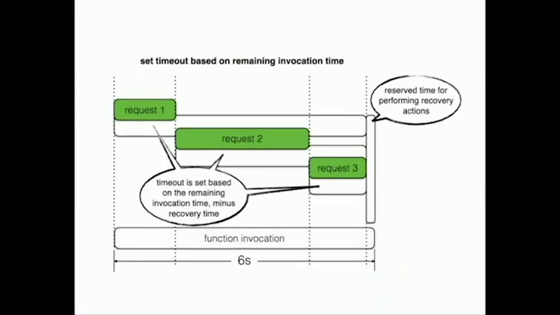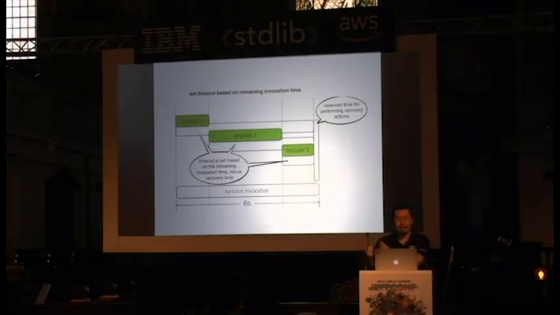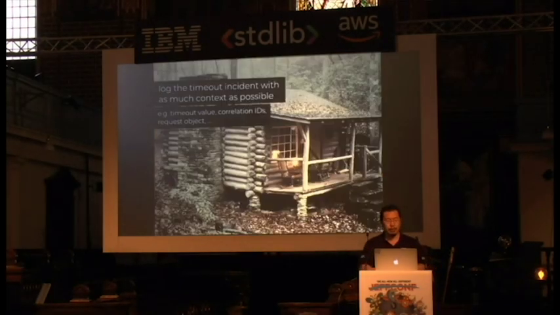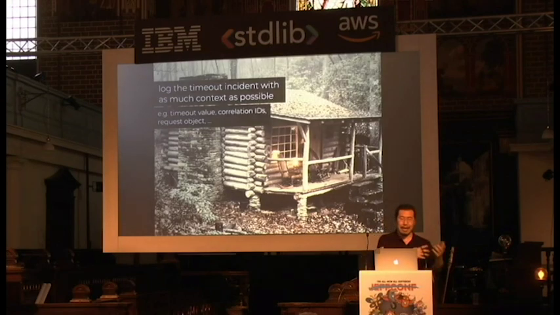And in this case, I can have a very simple scheme whereby I always reserve some amount of time at the end for recovery, and then any API call I make in the meantime will be given as much time as available in the current invocation. So even if one of them takes longer than usual, fine, it gets timed out, but I still have some time left in the end to do recovery, which includes doing things like making sure that I log the timeout incident with as much context as possible.